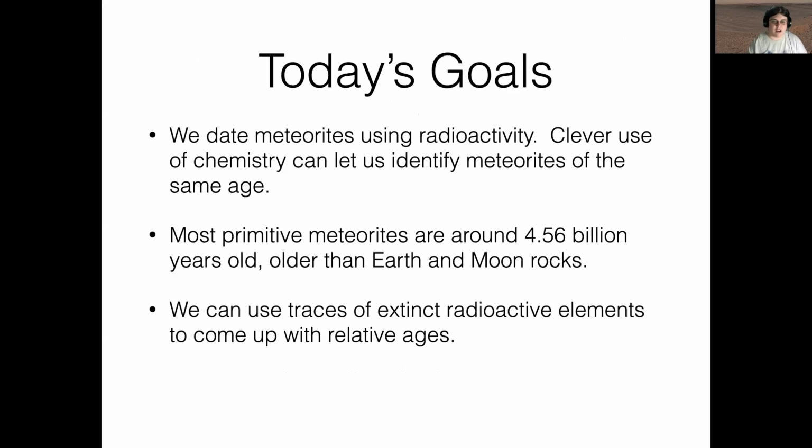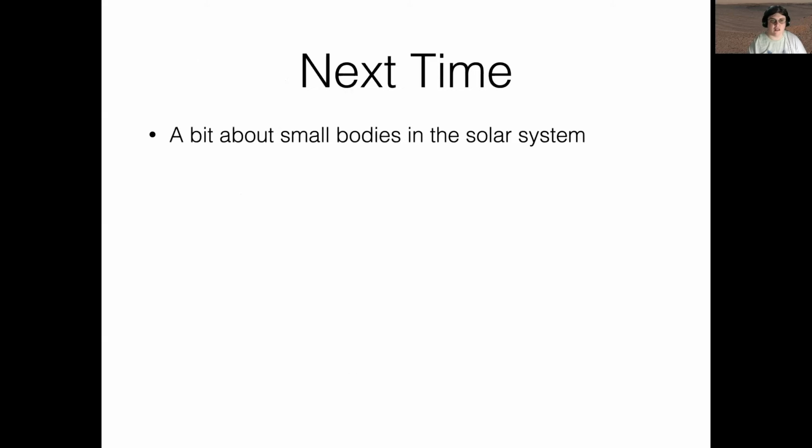What we talked about today was dating. How do we know how old things are? This is important because we're looking at meteorites, and those are often unchanged from even before the Earth and the Moon, or at least they're the oldest rocks we have from them. This is going to help us figure out how the solar system formed, which we're going to talk about later. Next time, though, we do need to spend more time talking about small objects in the solar system before we talk about solar system formation. And I'll throw in some of the meteorite stuff I skipped in there.